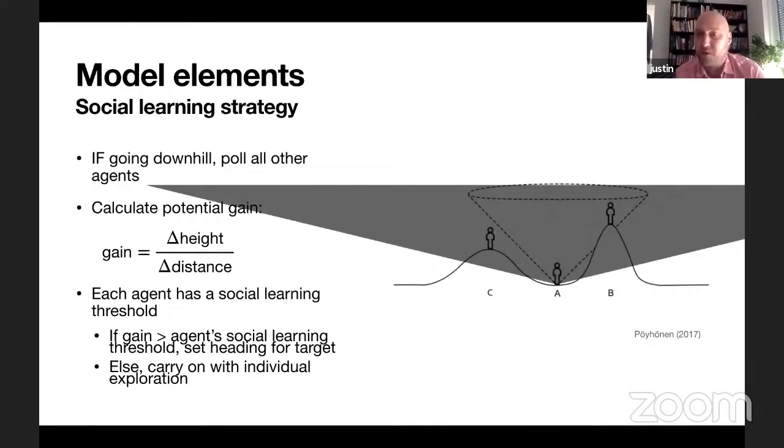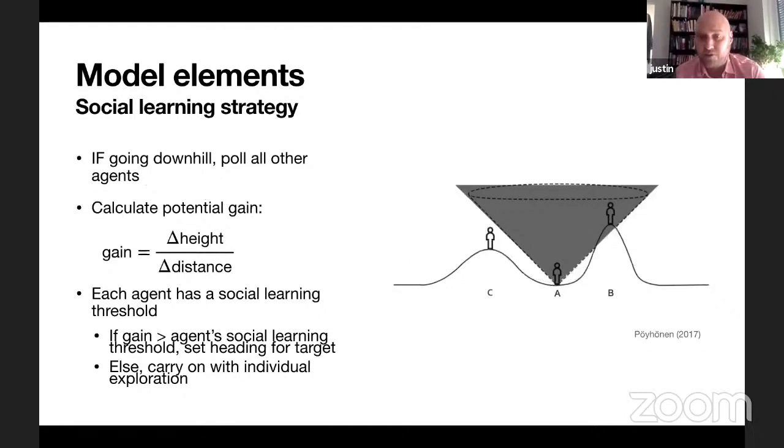On the other hand, this person has a very low threshold, a very broad cone, and it's quite easy to get their attention. And they may end up following someone else quite easily. And this is a sort of intermediate position.